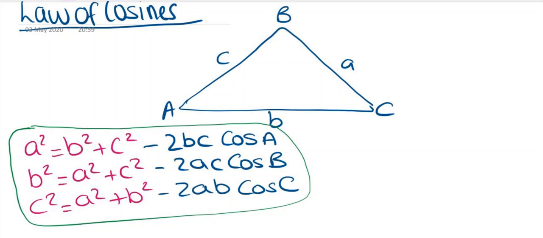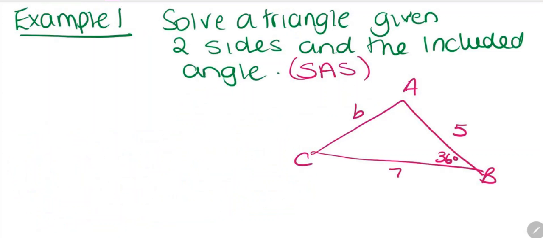So let's have a look at an example. This is the question we have. Solve a triangle given two sides and the included angle. You'll see that we have a side, then an angle, and then a side. So you have a side, an angle, and a side. For this we would use the law of cosines.